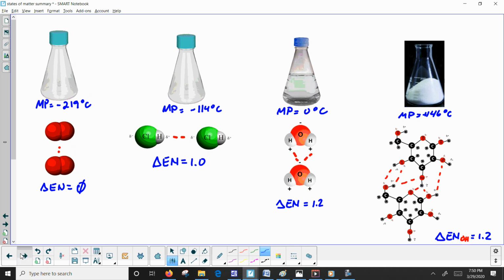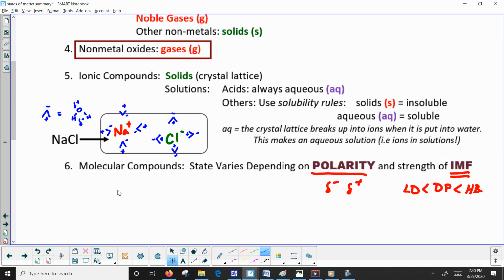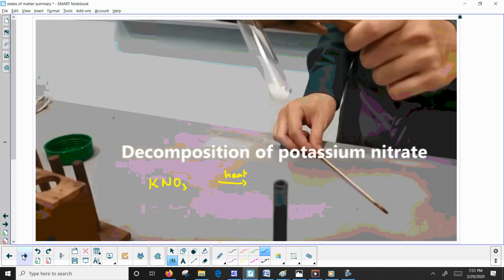So on your handout, I'd like you to add rule 6, where we have molecular compounds where the state varies depending on the polarity and strength of the intermolecular forces. So remember, London dispersion are weaker than dipole-dipole, and they're weaker than hydrogen bonds. So that gives you an overall idea that molecular compounds have a lot of variability. So it's hard to tell what the state is, but you'll know the common ones like water, oxygen, ammonia, things like that. Okay. Now, let's go back to the decomposition of potassium nitrate.